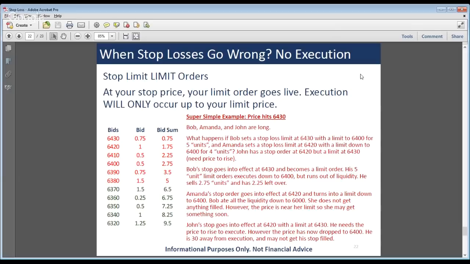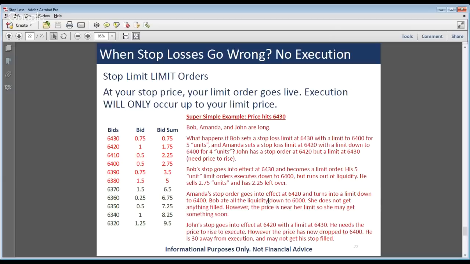So let's walk through an example here. You can see how this works in practice. So let's just assume, again, we can talk Bitcoin or whatever asset, just imagine a price of 64.30. And we have 3 people here. We have Bob, Amanda, and John, just made up 3 names. They're all long, so let's just keep this simple. And they all want stop losses to protect their long order.